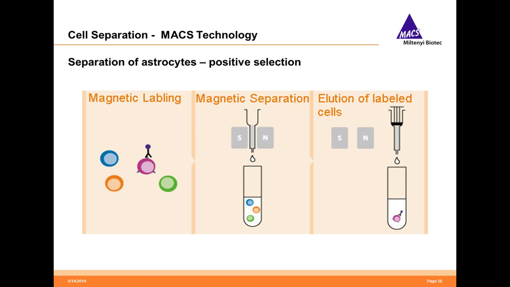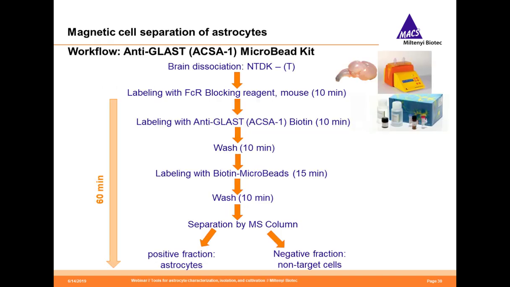The principle of the separation is a positive selection. That means you incubate your microbeads with a cell suspension, and then the astrocyte-specific microbeads bind to your target cells. When you then give the cell suspension onto a column, which is placed in a magnet, all the unlabeled cells run through, and the labeled cells stay inside the column. Then you remove the column from the magnet, you elute your cells, and then you have your positively enriched astrocytes.